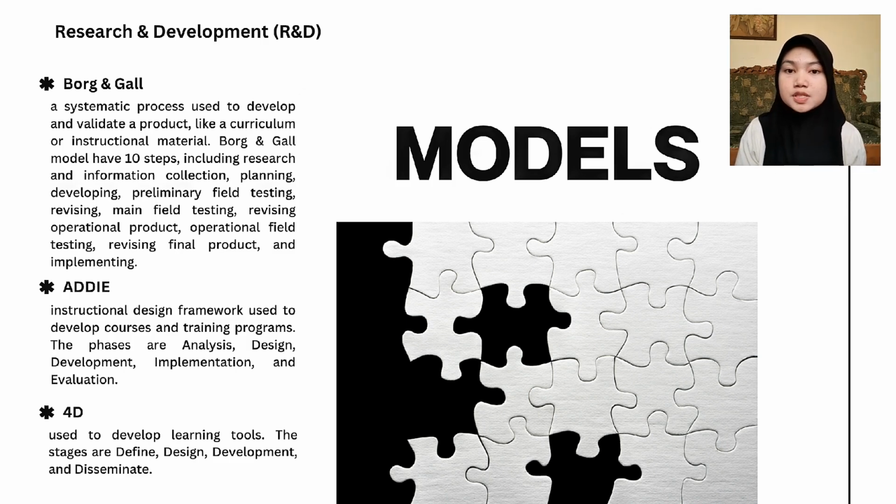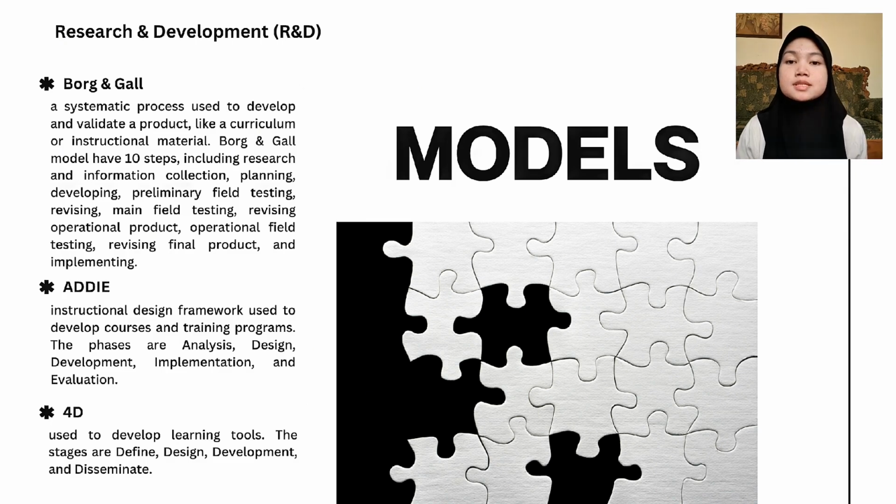The way researchers choose the model of R&D research depends on the product. The product of R&D is an educational product. It can be a syllabus, book, or media. The first is the model by Borg and Gall. This model is a systematic process used to develop and validate a product, like a curriculum or instructional material.